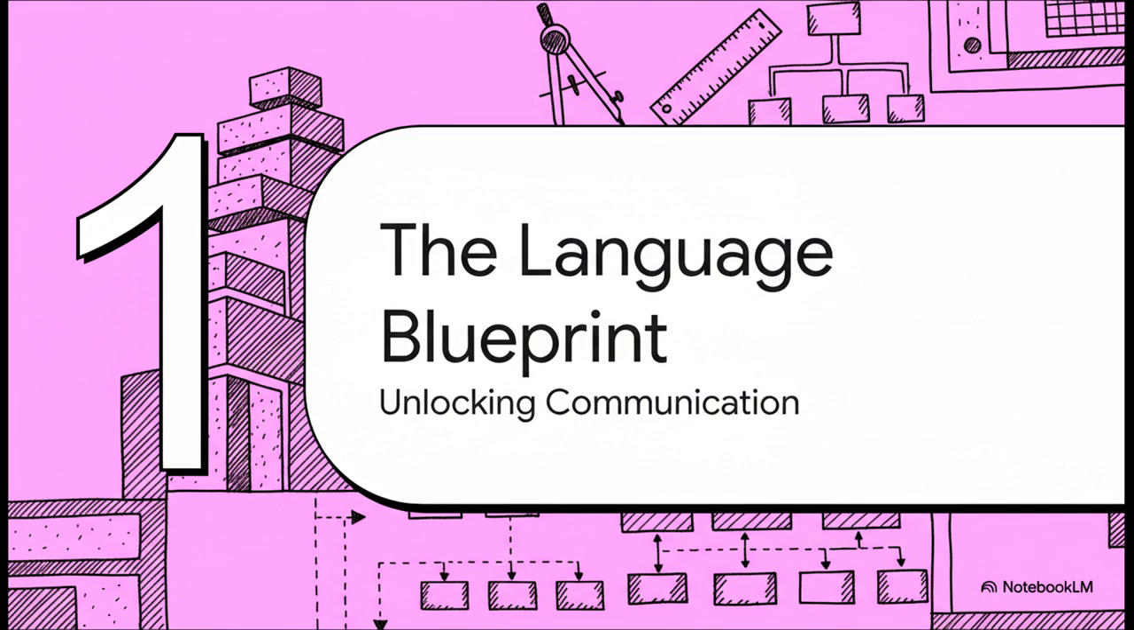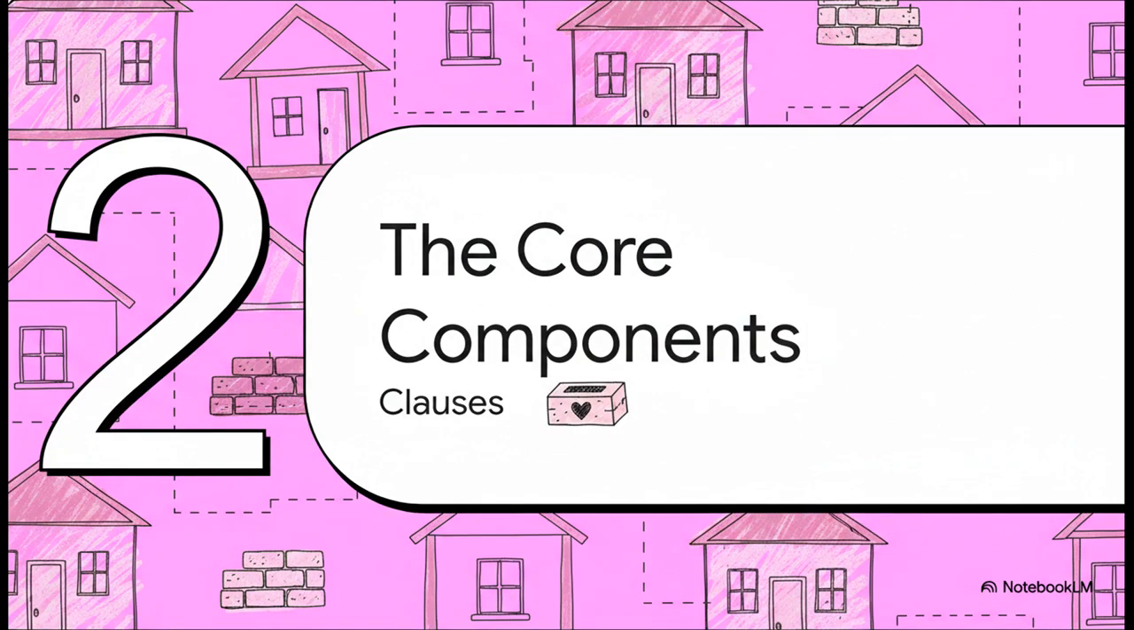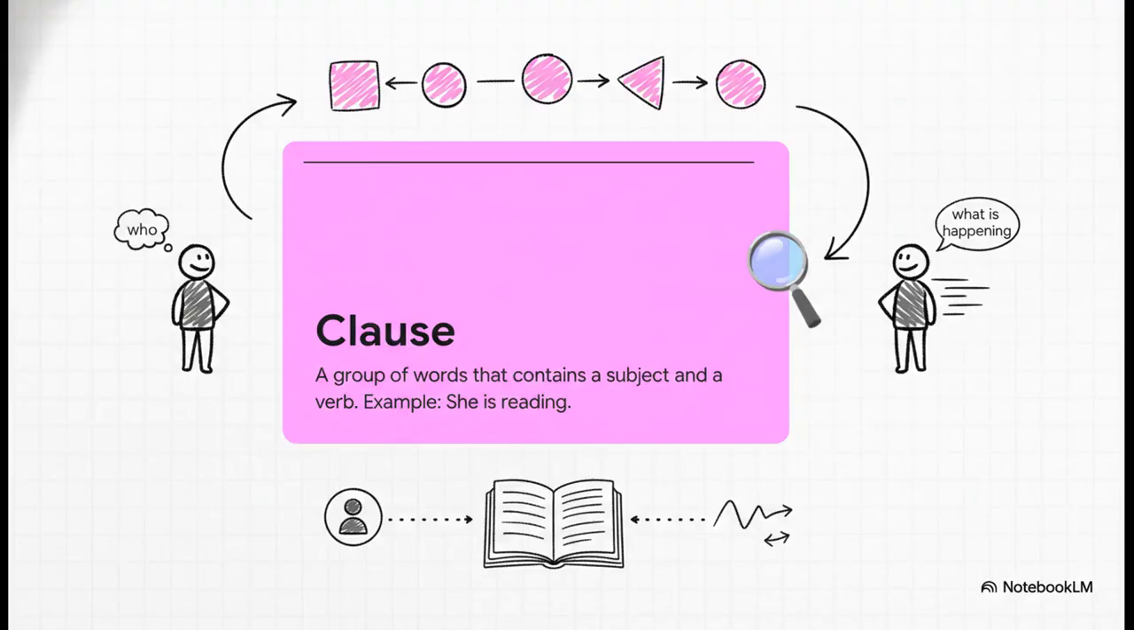Seriously, once you see how these layers work together, you can start playing around with them and building much more interesting sentences. All right, before we can build the whole house, we've got to understand the rooms, right? In grammar, our rooms are called clauses. They are the fundamental components, the places where the core meaning of a sentence really lives. So what exactly is a clause? It's actually super simple. It's just a group of words that has both a subject, that's who or what is doing the action, and a verb, which is the action itself.